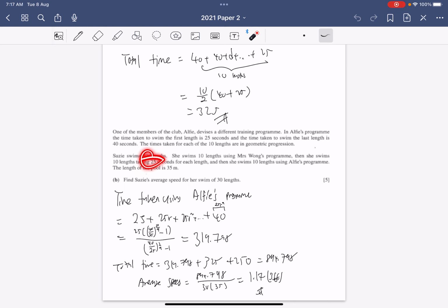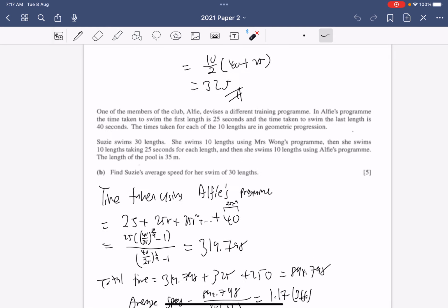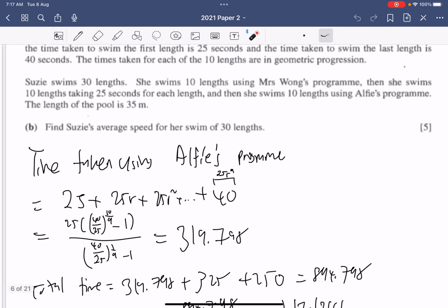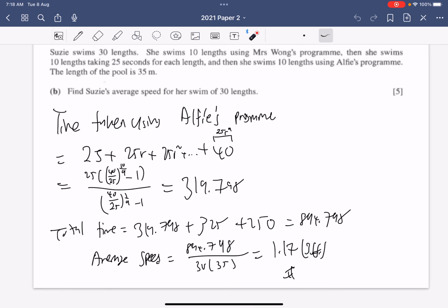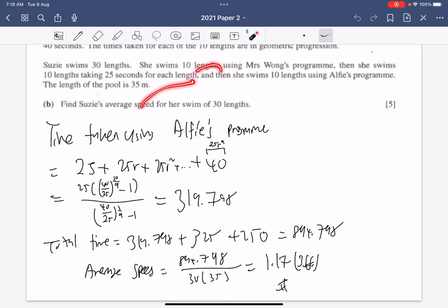Now someone swims 30 laps: 10 of them using Mrs. Wong's program, another 10 laps at a constant speed of 25 seconds, and the last 10 laps using Alfie's program. The length of the pool is 35 meters, and we're supposed to find the average speed. Average speed is total distance divided by total time. So we need to first find the total time, as total distance is easy, it's 35 times 30.